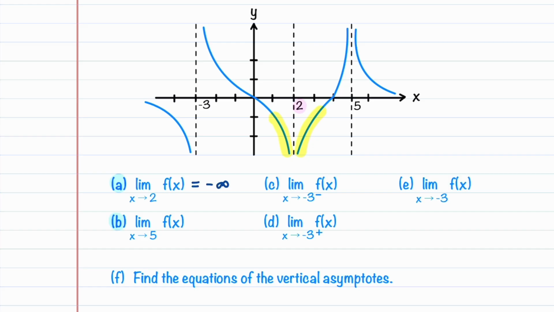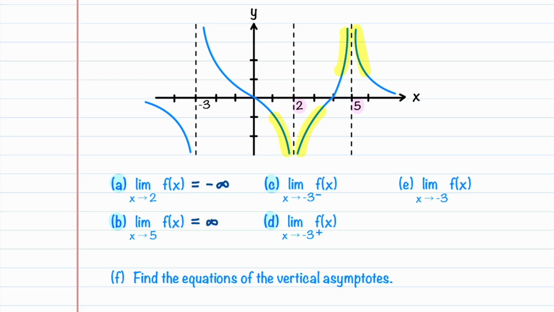For this one, we're taking the limit as x goes to 5. Let's go up here then and look at 5. And our function from the left goes to infinity, and from the right, it also goes to infinity. So this is equal to infinity. Now let's look at C and D.